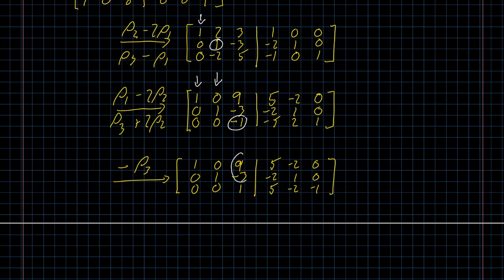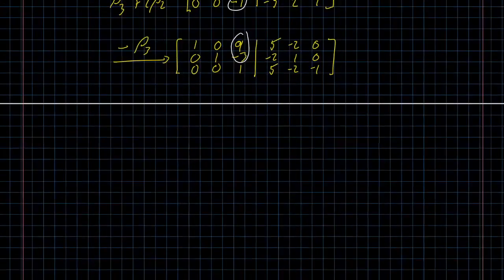All right, all that's left is those two entries right there. So it's going to be row 1 minus 9 row 3, and row 2 plus 3 row 3.